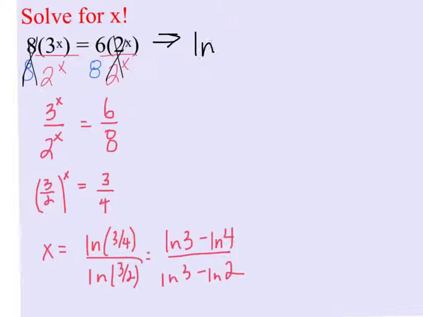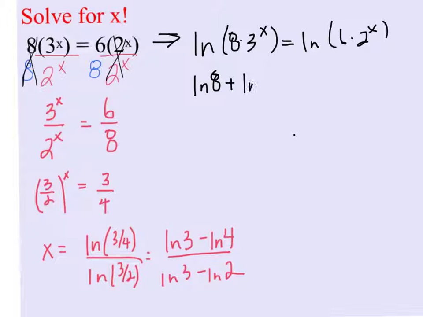log of 8 multiplied by 3 to the x equals the log of 6 multiplied by 2 to the x. You could have expanded it, natural log of 8 plus the natural log of 3 to the x equals the natural log of 6 plus the natural log of 2 to the x.